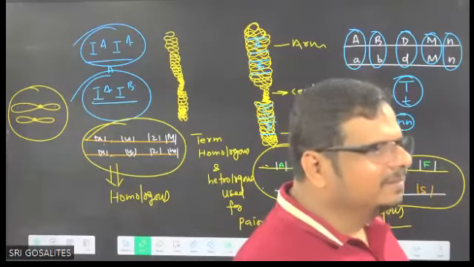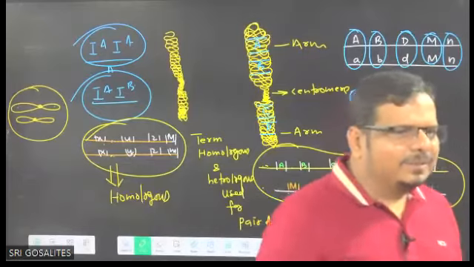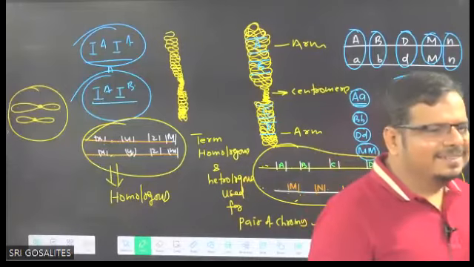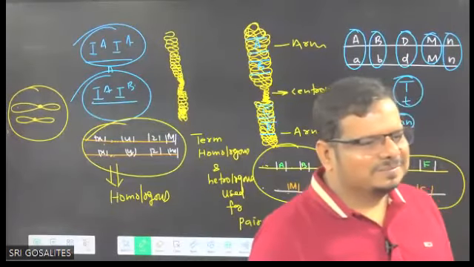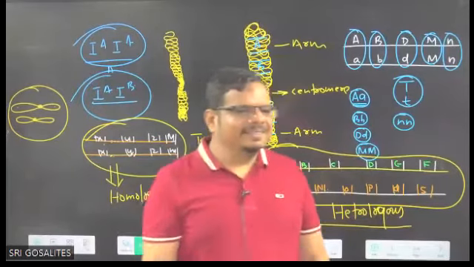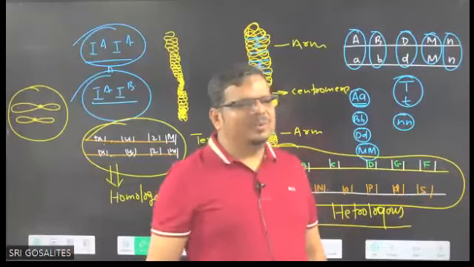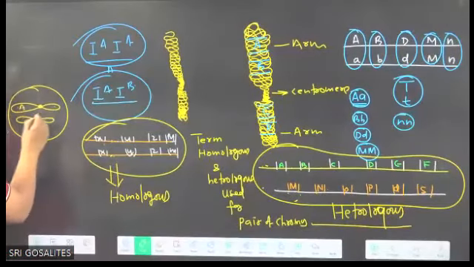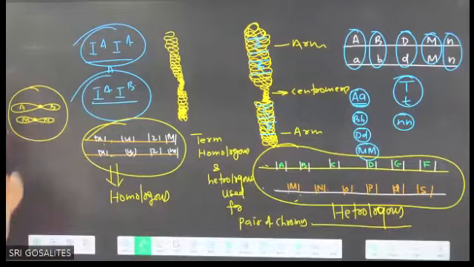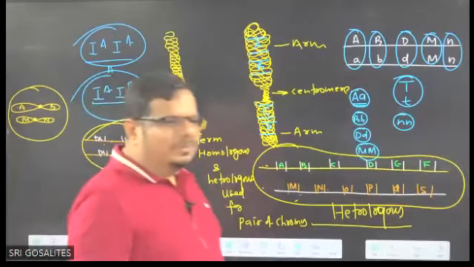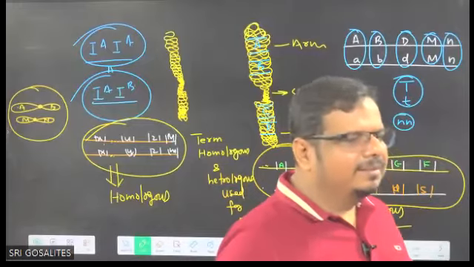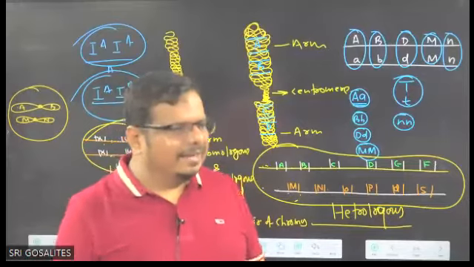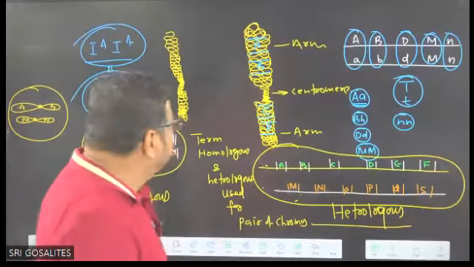Different or not different? Length is also different. Position of centromere is also different. Clear? Is it all right? Yes. And that is the reason we are saying it is heterologous. Genes are also different. Suppose that I am writing A gene, B gene, M gene, N gene. Genes are also different. So heterologous chromosomes have different length, different position of centromere, different genes. Getting the idea?